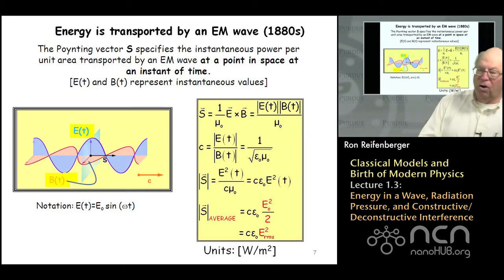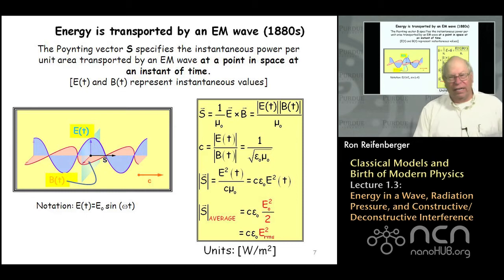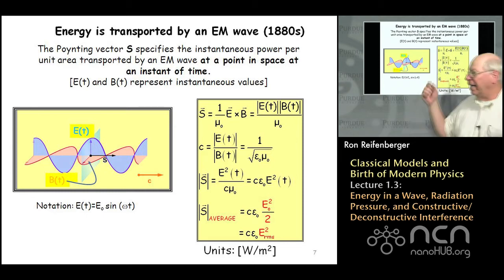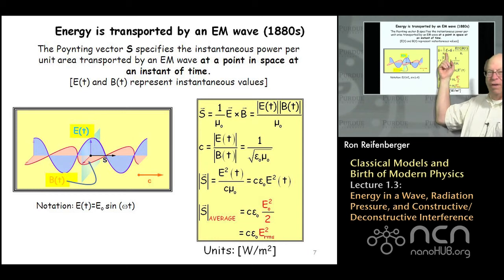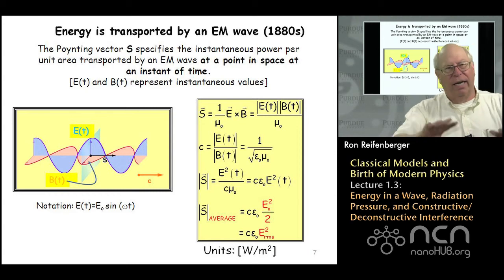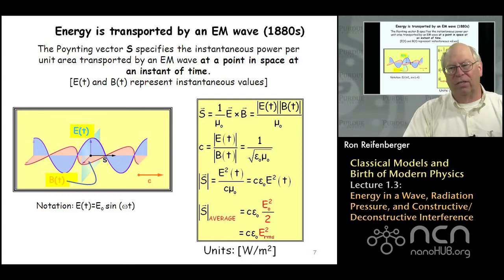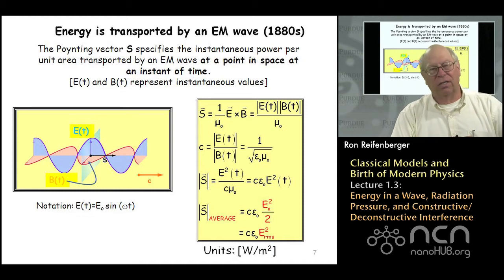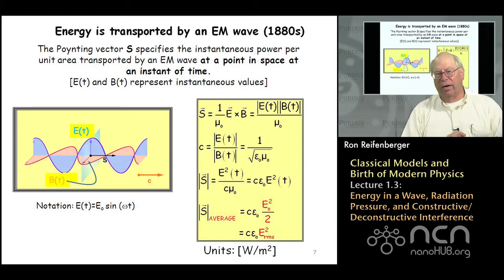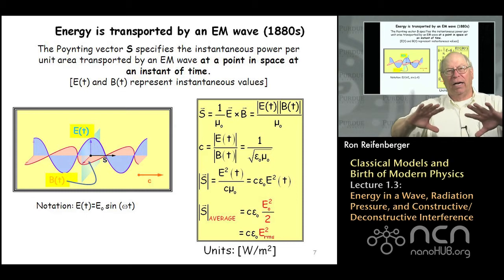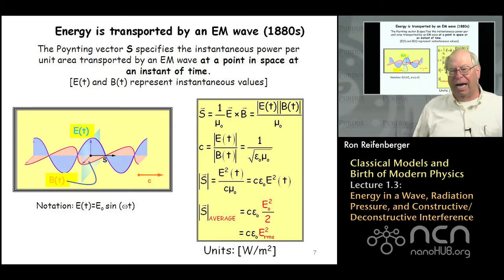So let me start off by defining something called the Poynting vector. The Poynting vector is this quantity S in this equation. It's defined as the cross product of the E field and the B field in an electromagnetic wave. S points in the direction that the electromagnetic wave moves in space, and S basically tells you the instantaneous power per unit area that's transported by an electromagnetic wave at a particular point in space at a particular time.